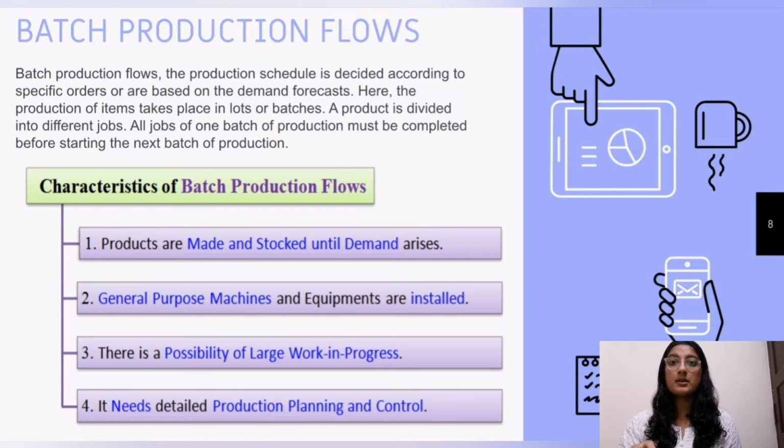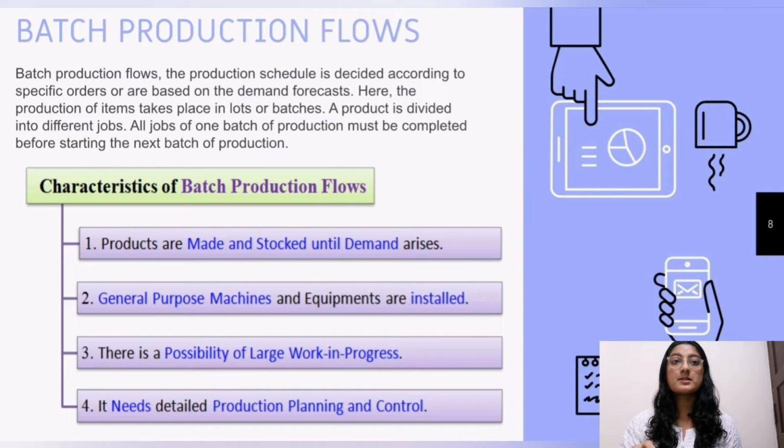For example, during COVID time, there was a demand for paracetamol as such. This can be a very vague example. There was a need to manufacture a lot of types of medicines as well. So the characteristic of batch production flow is that it is kept in stock until the demand arises in the market. Sometimes they might have manufactured and kept it in stock so that when the demand rises, they can increase the price as well and sell it at that price.